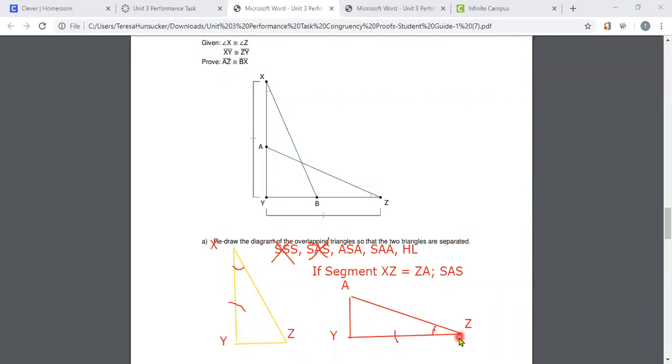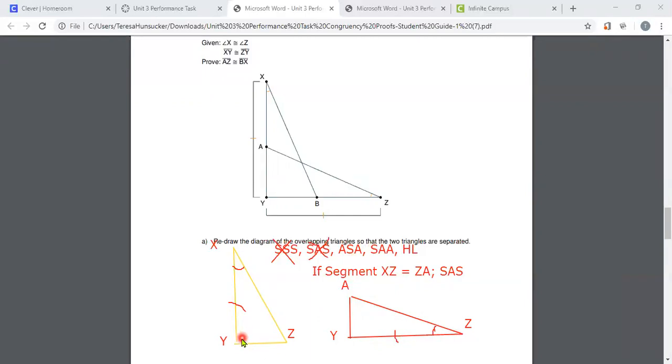And then angle Z has a side of YZ, but it also has a side of AZ, okay? So we would need to know that those two sides are congruent. I'm sorry, we would need to know that angle, okay, let me start over again. Angle X is congruent to Z. It's angle, side, angle, so it's a shared side.